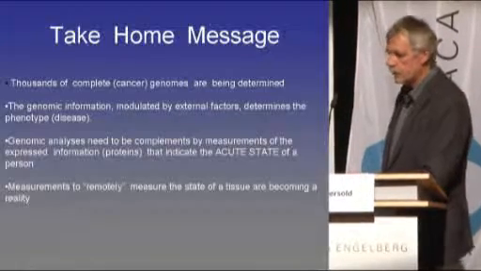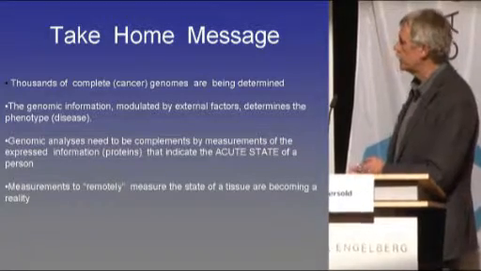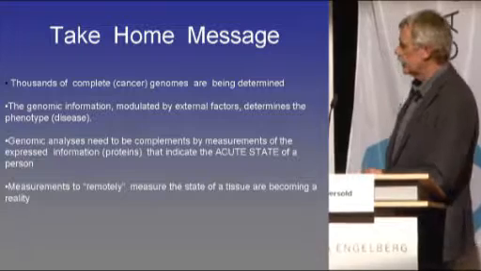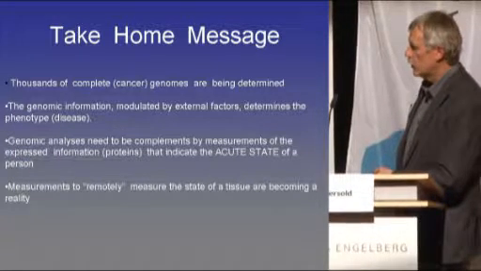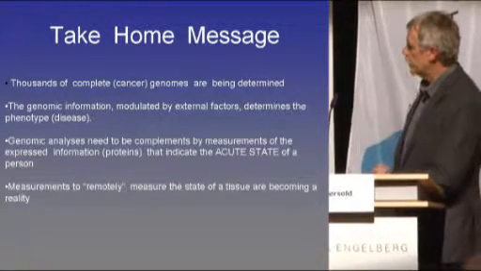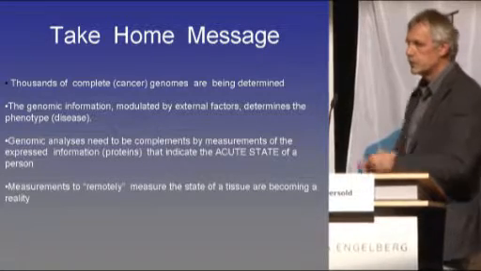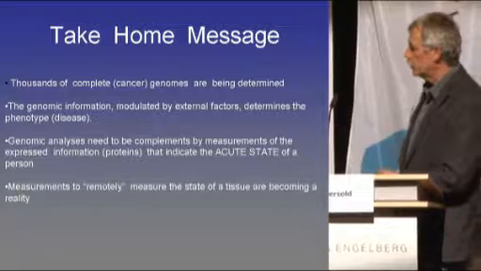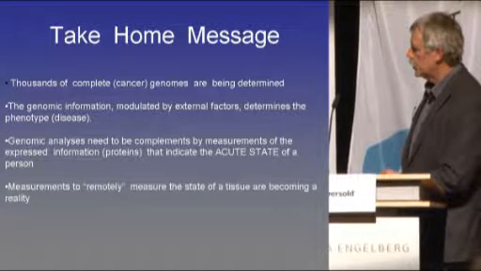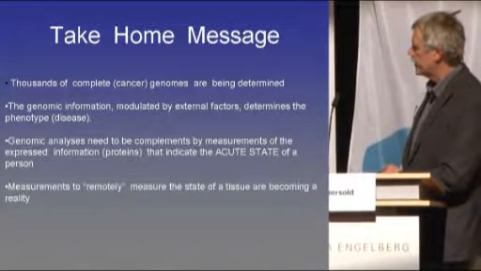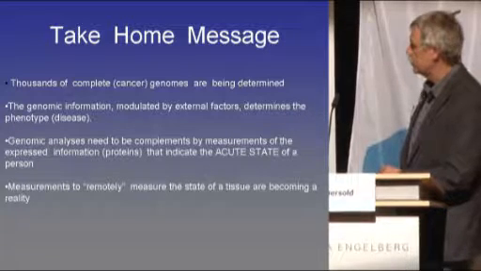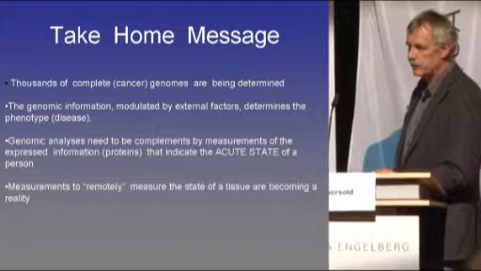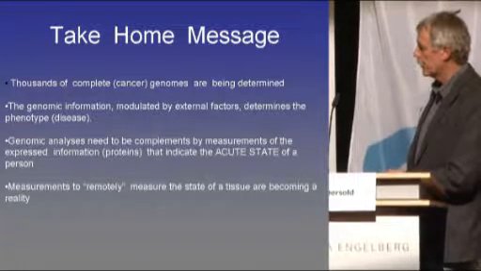So to finish up, I would like to summarize and reiterate the take-home message and the story I tried to develop here. We are living in an age where thousands of genomes, including cancer genomes and genomes from other disease-affected tissues, are becoming available. The genomic information clearly is modulated by external factors to determine the phenotype of a particular disease, but also, of course, phenotypes which are considered normal.